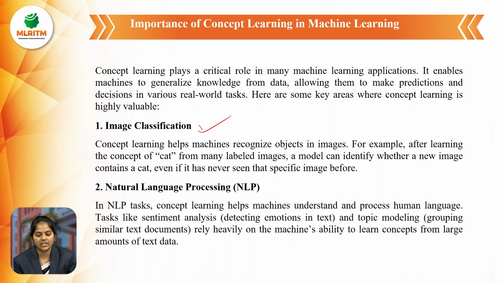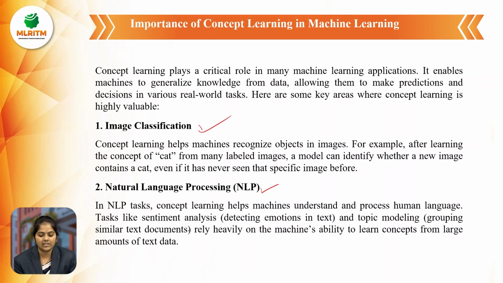For example, after learning the concept of a cat from many labeled images, the model can identify whether a new image contains a cat, even if it has never seen that specific image before. So when we show any new breed of cat which was not in the training data of the model, it will still recognize it based on the previous history. And next, coming to the second example, NLP. NLP stands for Natural Language Processing. In NLP tasks, concept learning helps machines to understand and process human language.